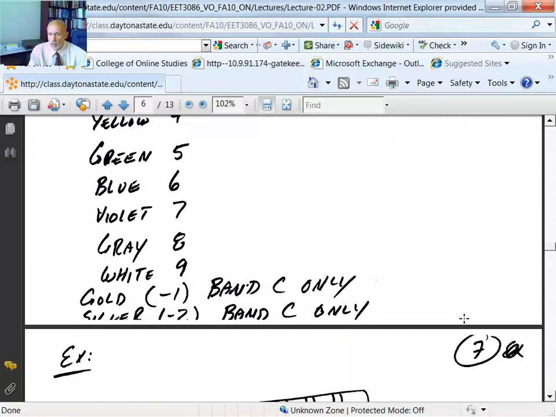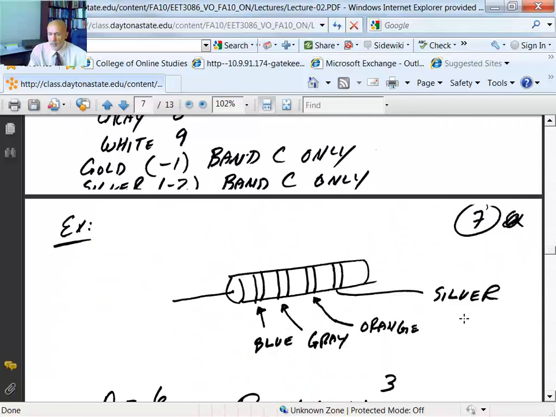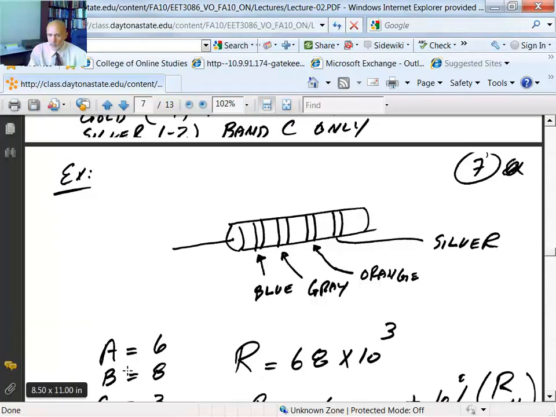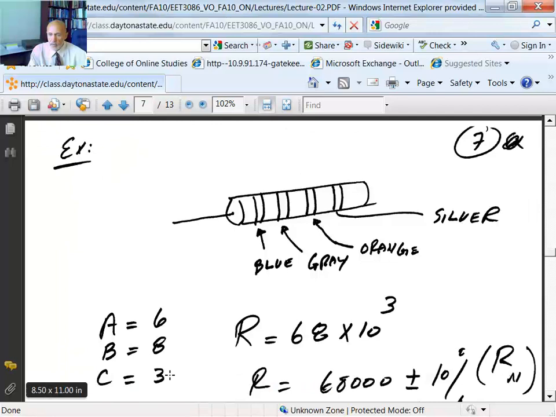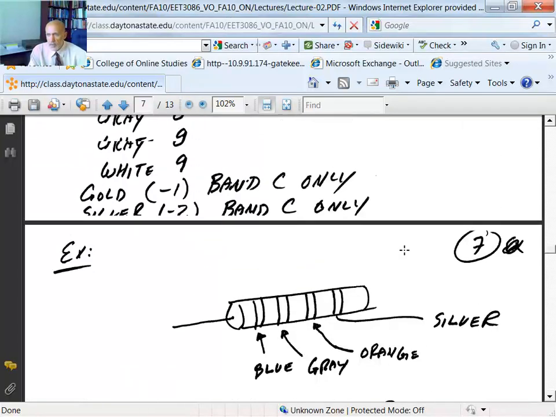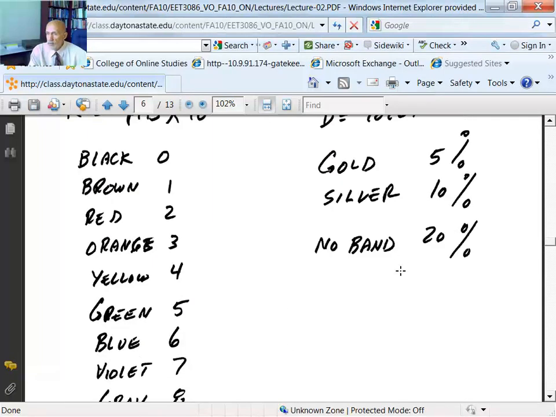What that really means, let's look at an example. Say I pick up a resistor from a box, and you hold, again, the shortest end on the left, and you look at bands A, B, and C. Let's say that's blue, gray, and orange. Well, blue is 6. B, the second band, is gray, that's 8. And orange is 3. So that will give you R equal to 68 times 10 to the power of 3, which is C. And then plus or minus: band D, silver, is 10%.